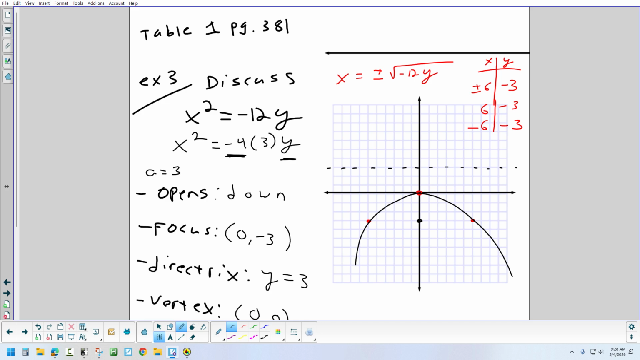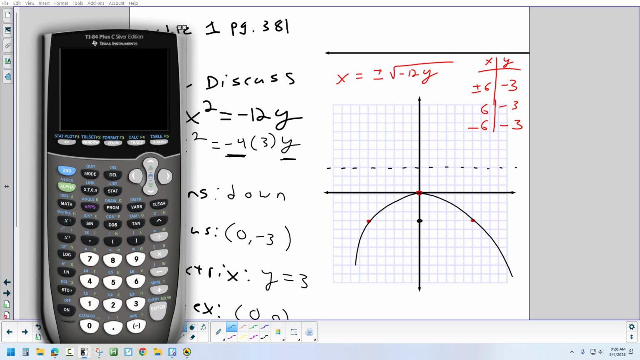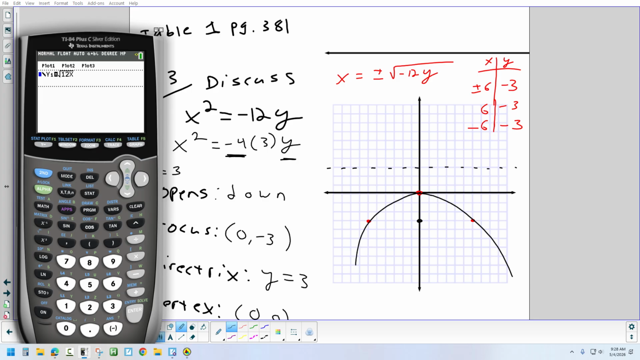I got a calculator. What do I have to do to be able to put that in? Yeah. Put the y by itself. Get the y by itself. So all I have to do is divide each side by negative 12. So that's another way you could see this answer written on a test. X squared divided by negative 12 equals y. Let's graph it and see if it looks just like that.